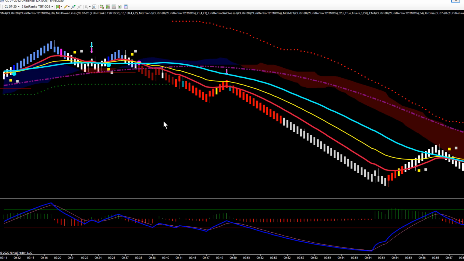So a nice 30-minute setup in crude with a Renko setup. We had a 30-minute trigger in crude with a Renko setup and a nice push to the downside. Nice setup on the Renko chart in gold for a couple pretty nice trades today.